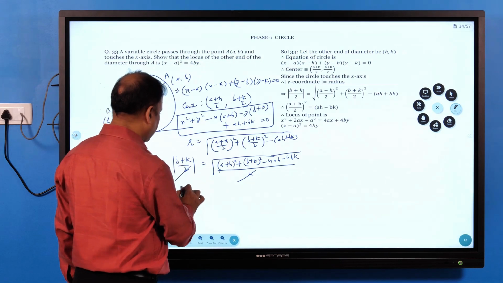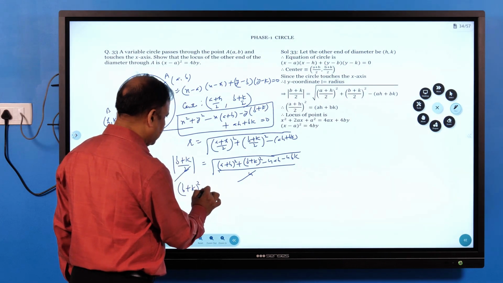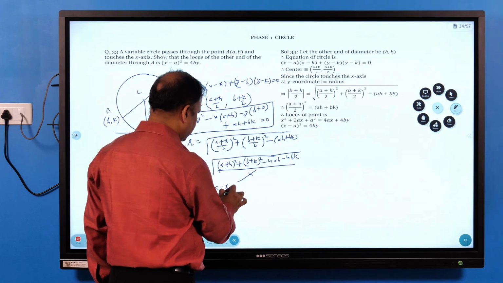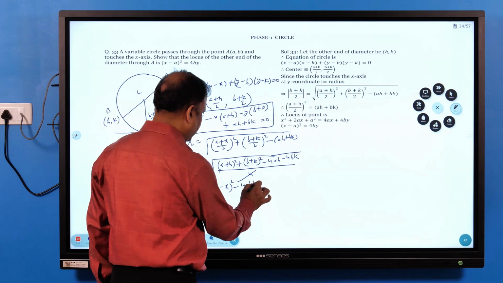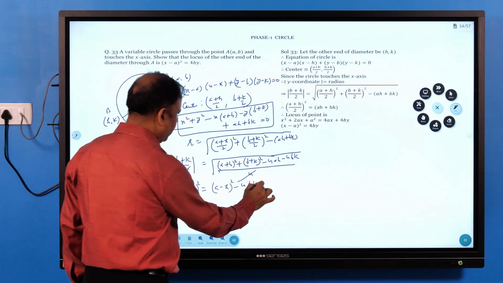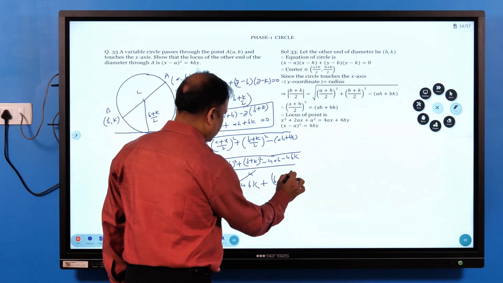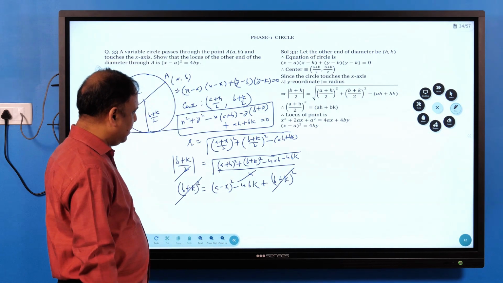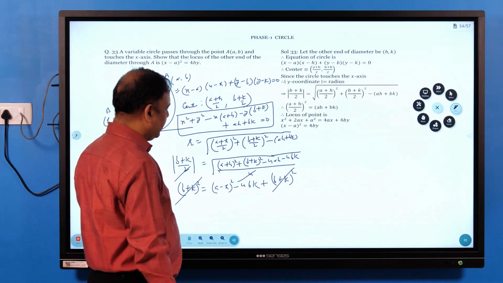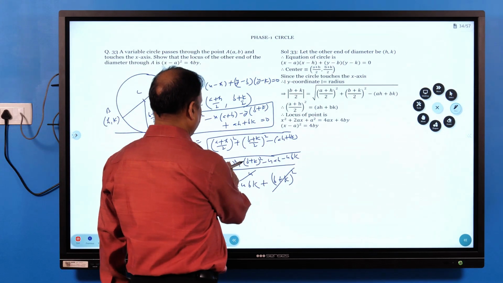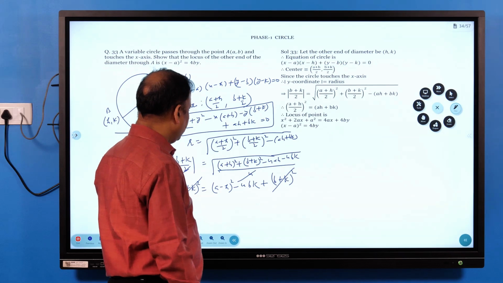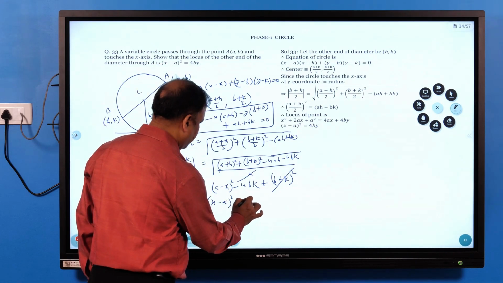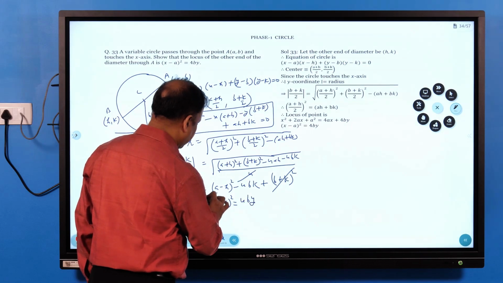So (b plus k) whole square is equal to (a minus h) whole square minus 4bk plus (b plus k) whole square. So (b plus k) whole square cancels. The remaining, whatever is left, will give you the answer. So if you simplify this, you will get plus 2h, a minus 2h is left. So (x minus a) whole square is equal to 4by. This will be the answer, which is a parabola.